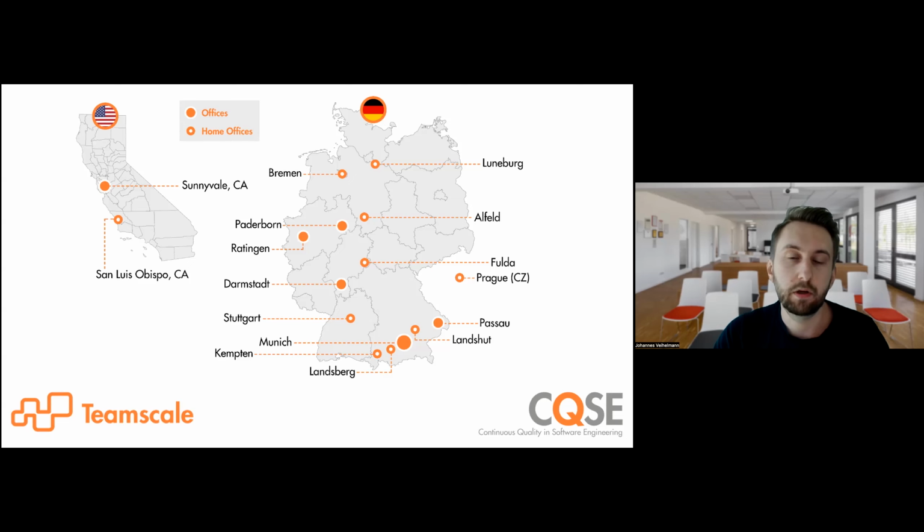We currently have around 63 employees, and 58 of those have a background in computer science. Around 20 actually have a PhD in software engineering with a focus on software quality analysis. As you can see, we spread across Germany, so we didn't stay in Munich. We opened up multiple different offices across Germany, and also reached across the pond and opened up an office in California to better support our American customers.